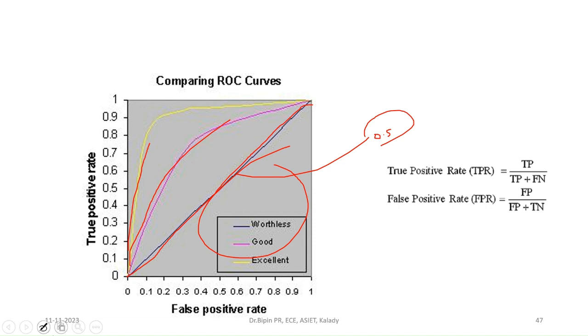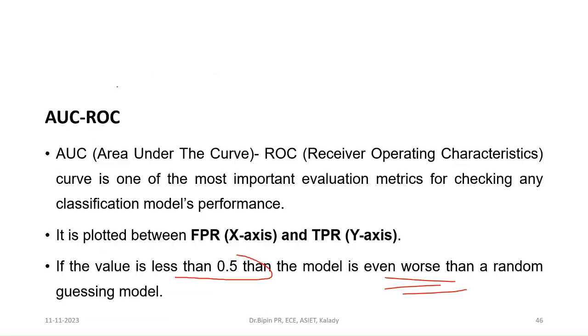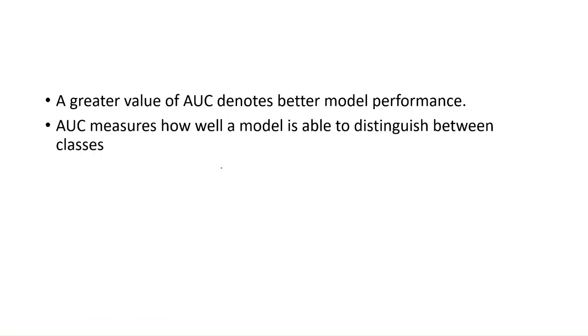The more you can obtain, the better the model will be. So the model having this ROC curve will be better compared to the model having this ROC curve. So this is the best model we can say. That means AUC can approach up to 1 maximum. That means you can say it's a maximally good model. AUC should not be less than 0.5. So a greater value of AUC denotes better model performance.